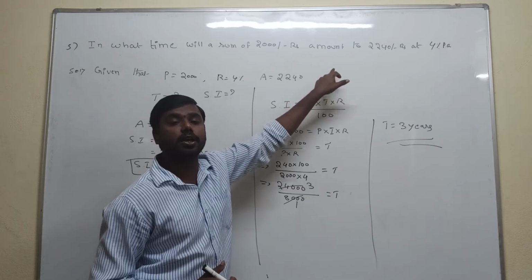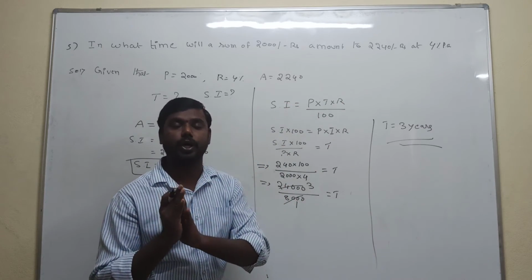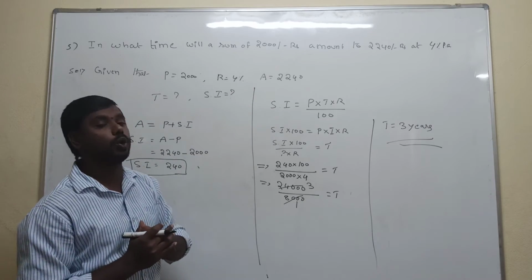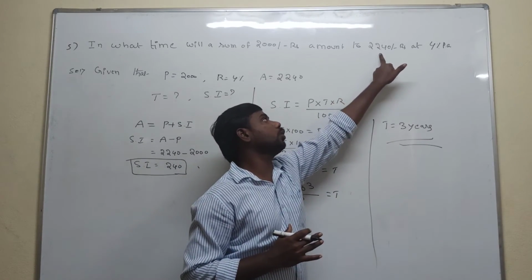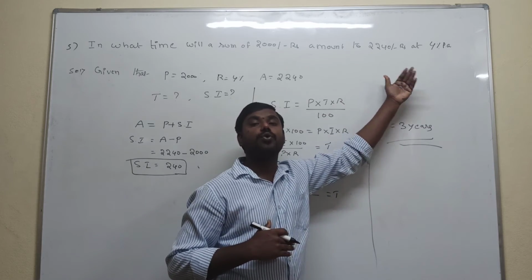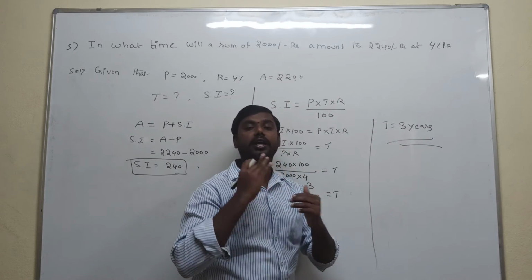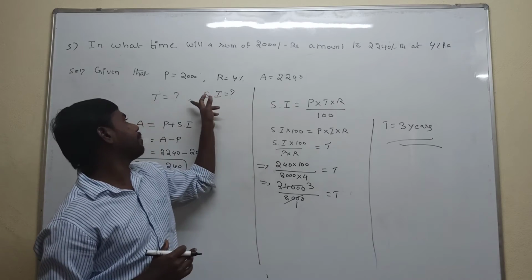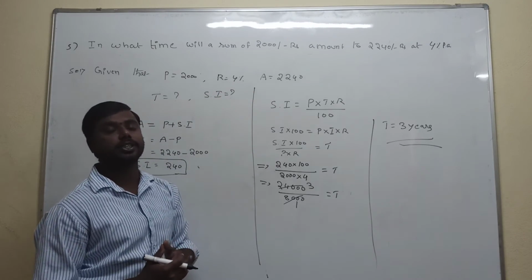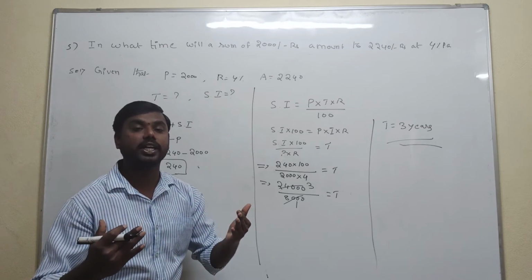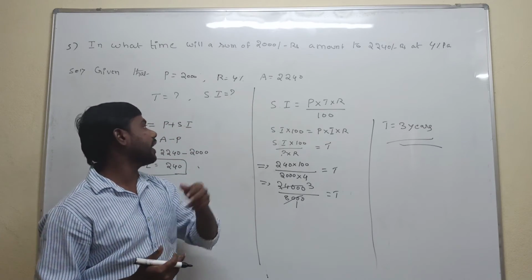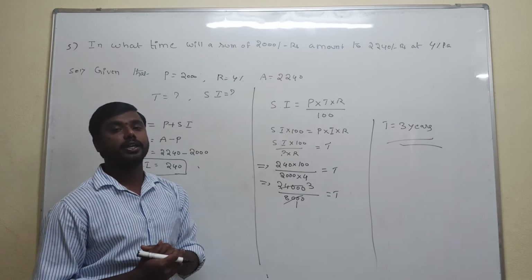Amount is nothing but the total amount. Total amount, denoted by capital A, is equal to the given 2240 rupees. What is the rate of interest given? 4% per annum. Rate of interest is denoted by capital R, which is equal to 4%. In what time we are getting the principal amount and total amount, you don't know, that's why we need to calculate time.